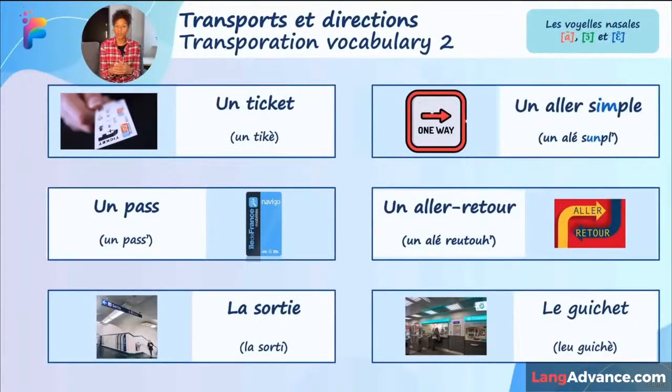Now let's have a look at other things around the transportation, such as un ticket, a ticket. Un pass, just like a pass or a subway card. La sortie, the exit. Un aller simple, this is a one-way ticket. Un aller-retour, this is a return ticket. Le guichet. This is like the cashier where you can actually get your ticket and passes.